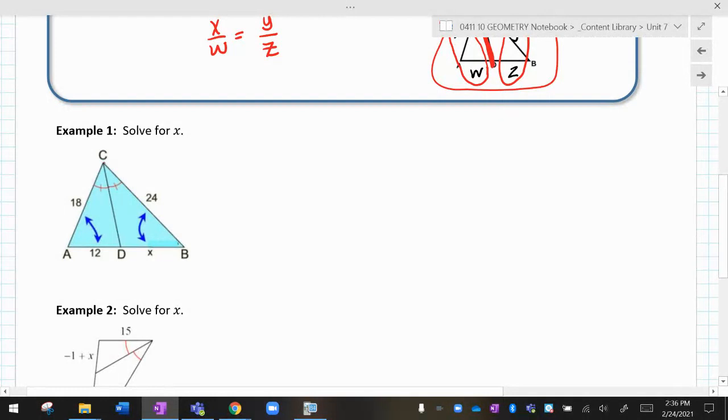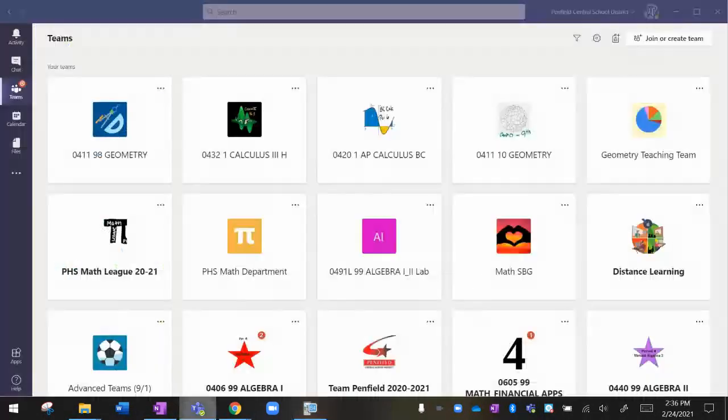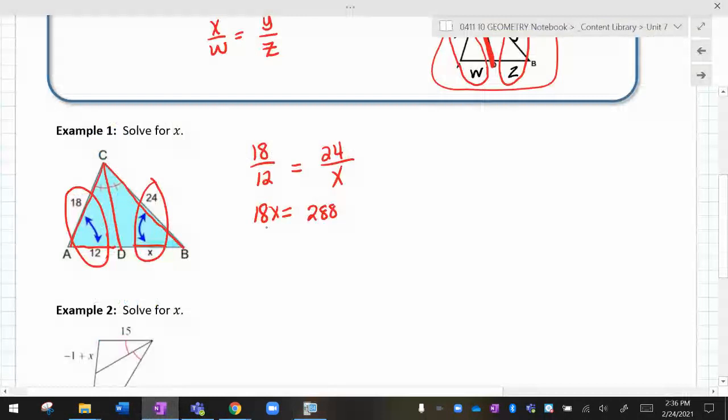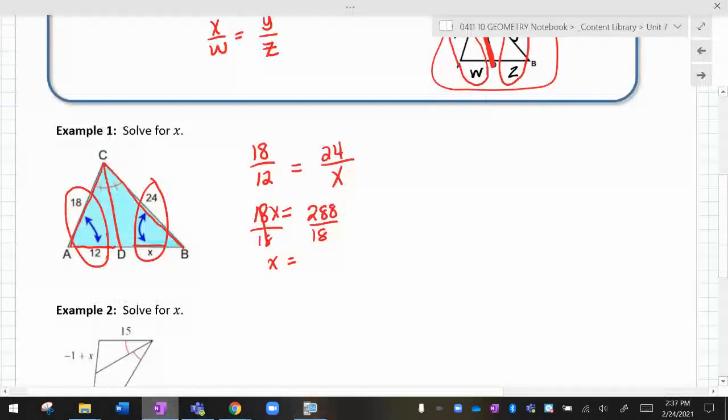So if we come over here to this triangle, and I know this is 18 and that's 24, and this is 12 and this is x. 18 over 12 equals 24 over x. That's it. Seriously, you just set that up and then you solve it. So let's do that. I would have 18x equals 12 times 24, which is 288. And then if I divide by 18, I get 16. Done. There's my answer.